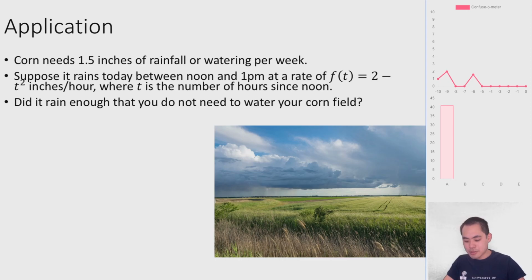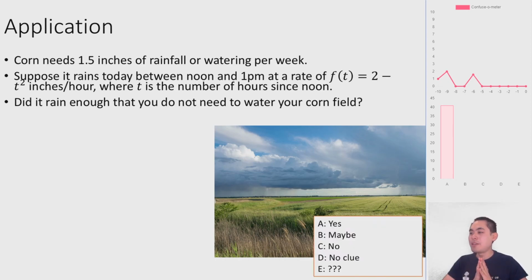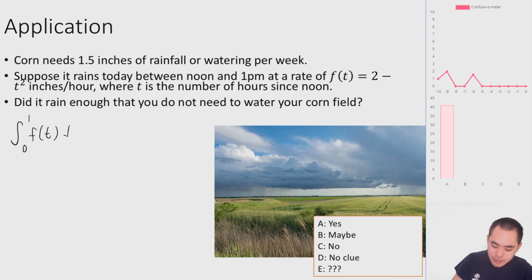And the possible answers are yes, maybe, no, or no clue, or more question marks. So let me go ahead and get you started on this word problem. What you need to do is take the integral from 0 to 1 of f of t dt. And that will give you the number of inches of rain. So I'll give you guys a moment to work on that.